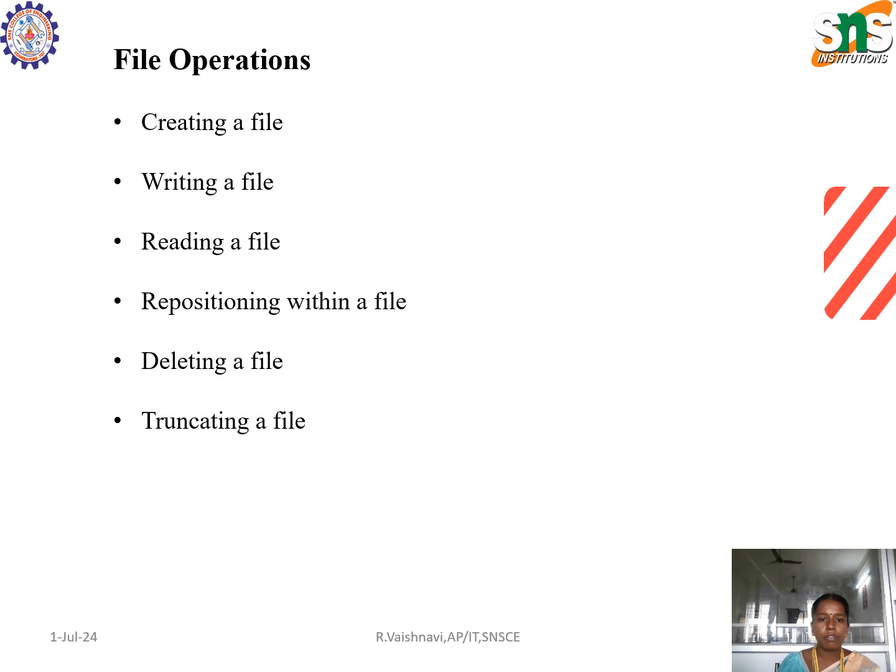Next one is file operation. Here we have the 6 file operations. First one is creating a file. Second one is writing a file. Third one is reading a file. Fourth one is repositioning within a file. Fifth one is deleting a file. And then last one is truncating the file. These are the file operations.